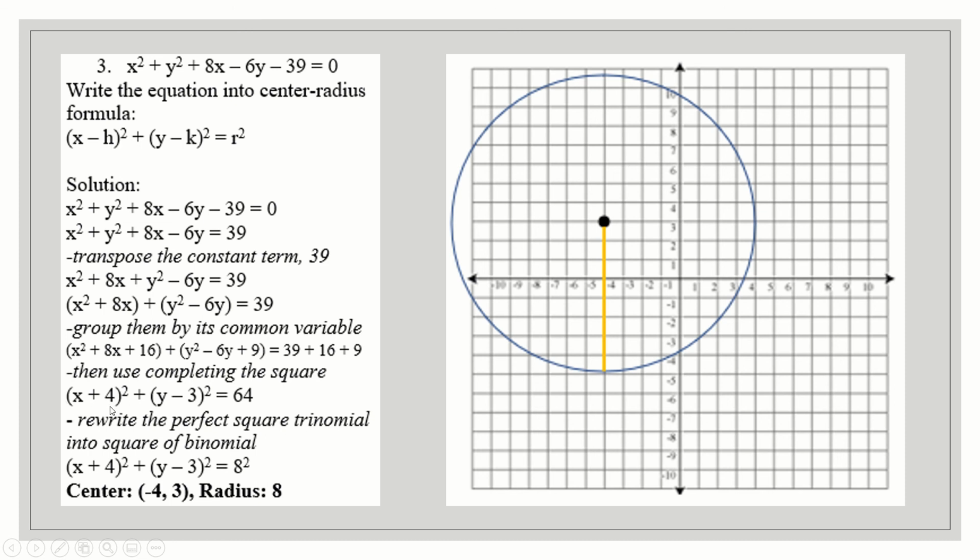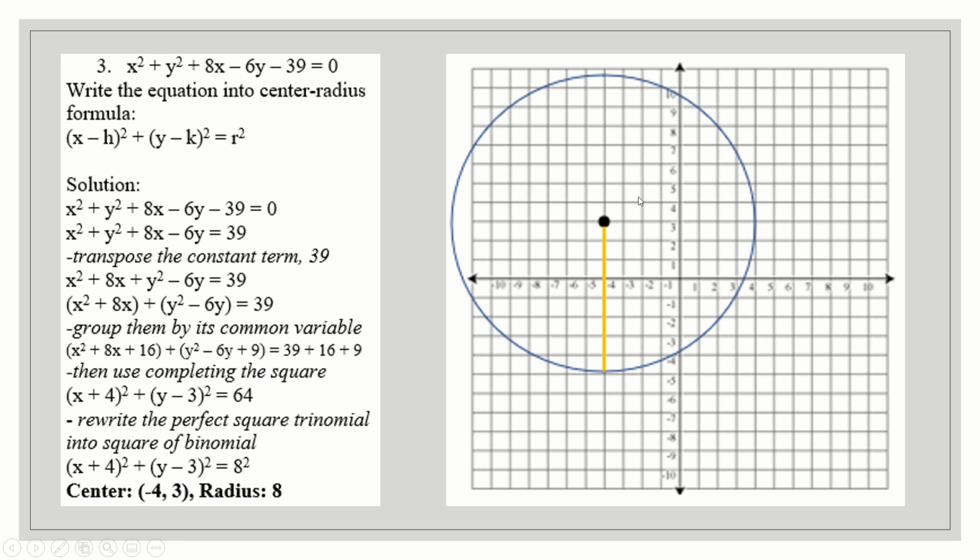Then, we rewrite it as the perfect square trinomial, yung bawat quantity. We have x plus 4 squared. Kinuha na natin yung factor niya. Ginawa natin siyang perfect square trinomial, square of binomial. And then we have y minus 3 squared is equal to 64. The final answer will be the quantity of x plus 4 squared plus the quantity of y minus 3 squared is equal to 8 squared, which is the exponential form of 64. Now, the center is at negative 4 comma 3 and the radius is 8.